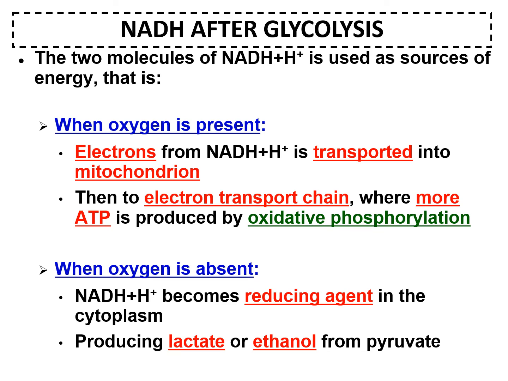After glycolysis, when oxygen is present, NADH, which is the electron carrier, will transport the electron into the mitochondria. So the electron will be carried or transported to the ETC, which is at the inner membrane of mitochondria. The electron will be used to produce ATP through oxidative phosphorylation.